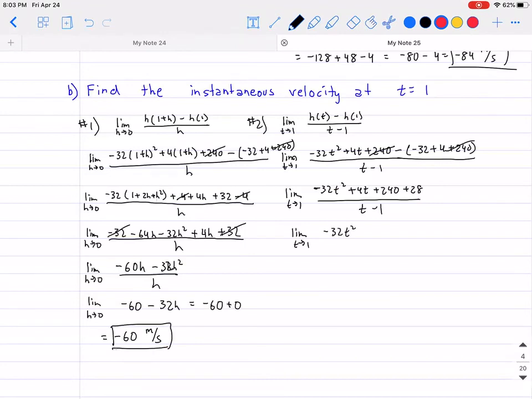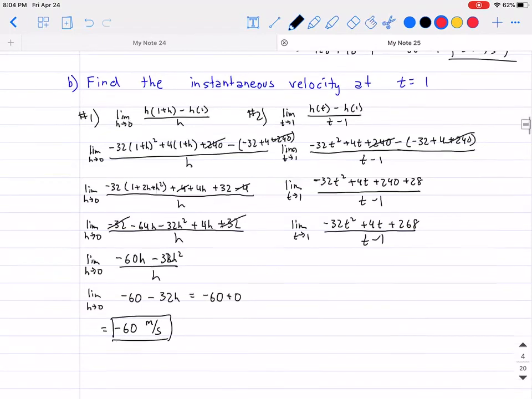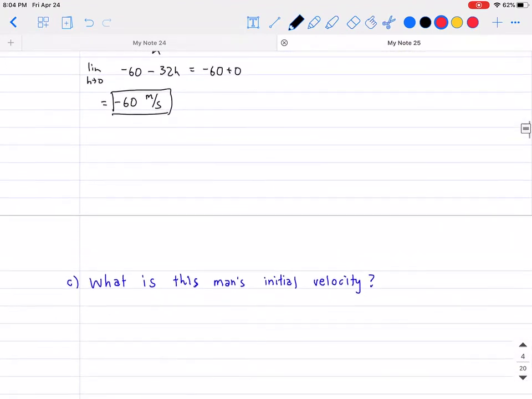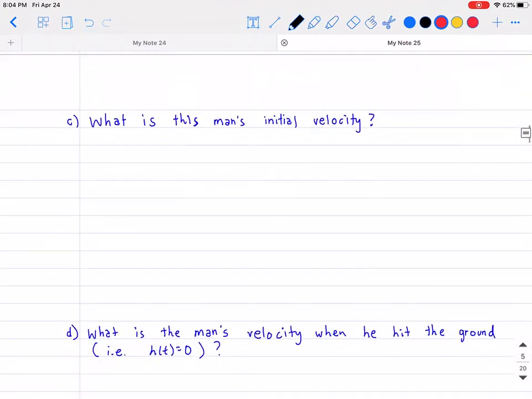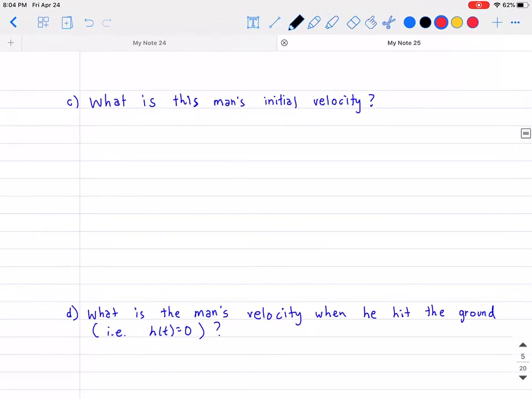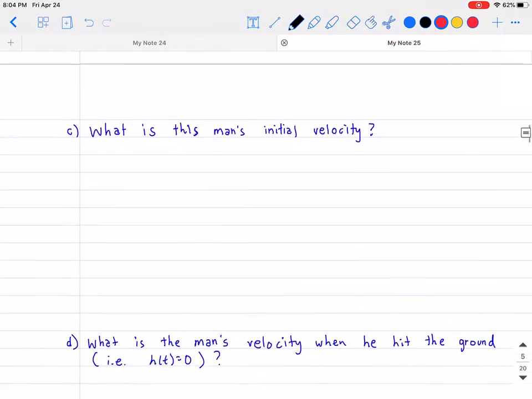Cleaned up as much as I can. Limit as t approaches 1. Let's see, negative 32t squared, and then plus 4t, and then plus 268, which is basically what I came up with earlier, and then t minus 1. Well, I guess I'll leave it alone for the time being. I'll fix it eventually, maybe in the comments somewhere in the future, okay? Sorry about that. Don't want to waste your time.